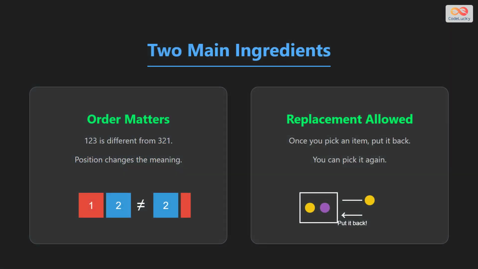There are two main ingredients to remember. First, order matters. For example, the number 1, 2, 3 is different from 3, 2, 1. Second, replacement is allowed. Imagine pulling a ball from a bag, noting its color, and putting it back. You can pick that same ball again on your next turn.